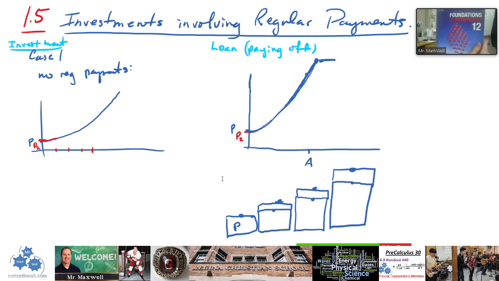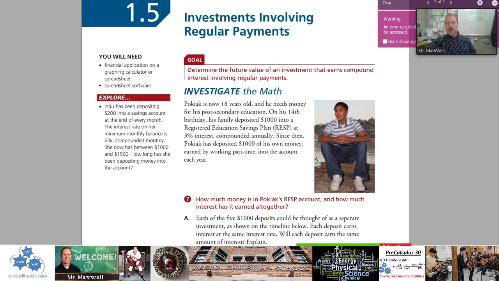Here's your textbook by Nelson Education. And we are looking at sections 1.5 and 1.6 today. So here's the lesson for 1.5. It's entitled Investments Involving Regular Payments. This is what it looks like in your textbook here. And of course, this is on page 46 if you're following along.